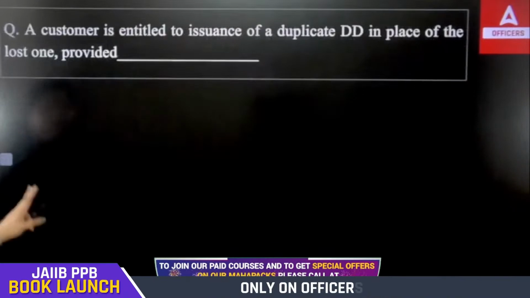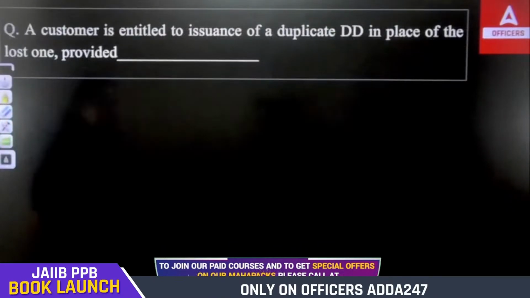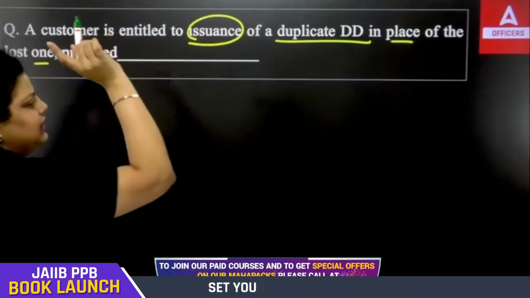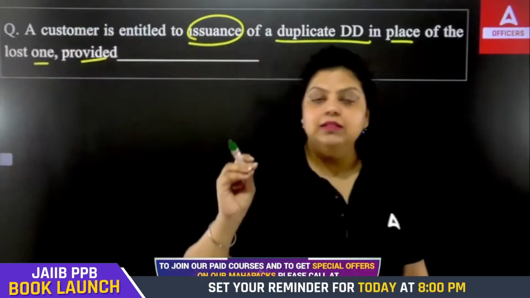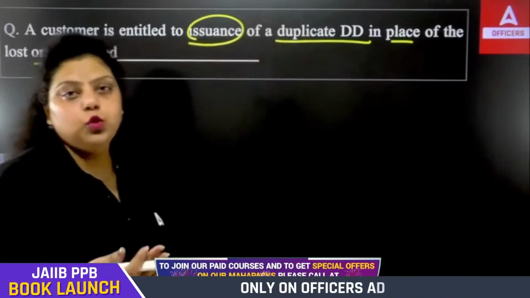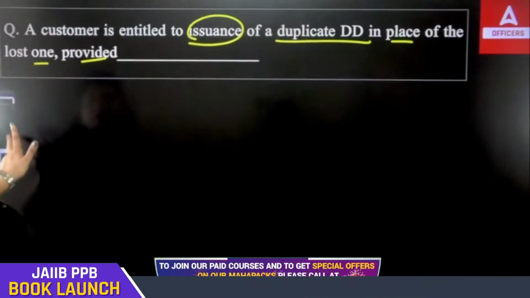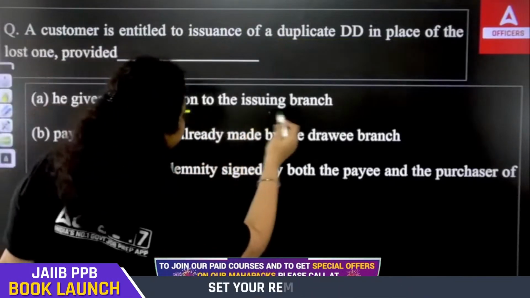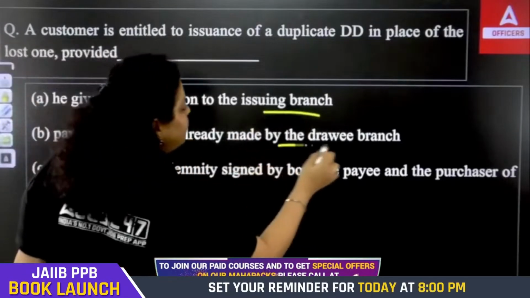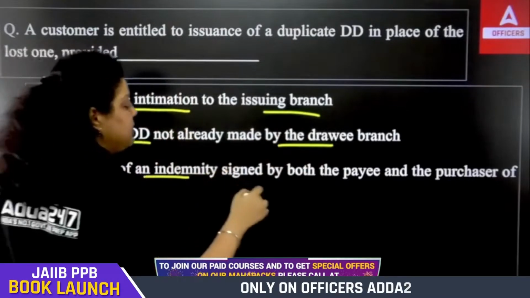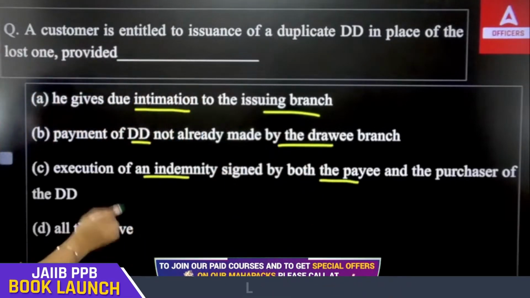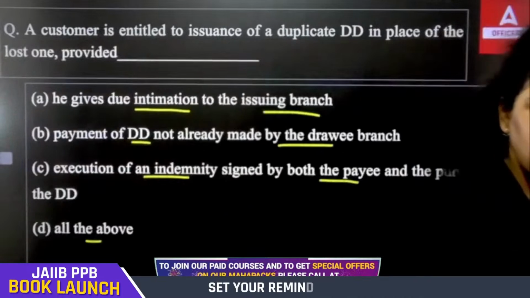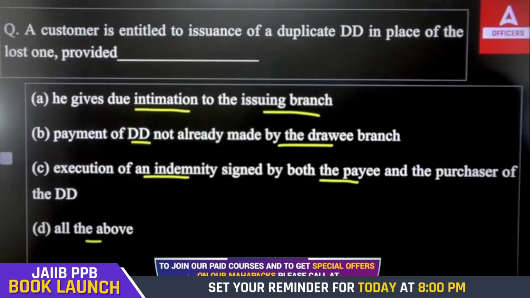Now next, a customer is entitled to issuance of a duplicate demand draft in place of the lost one provided dash. So a customer is entitled to the issuance of a duplicate DD if he has lost the particular DD, provided one condition is met. We have these options. First, he gives due intimation to the issuing branch; second, payment of the DD has not already been made by the drawee branch; third, execution of an indemnity signed by both the payee and the purchaser of the DD; fourth, all of the above. So which of the following is correct if a customer wants a duplicate DD?